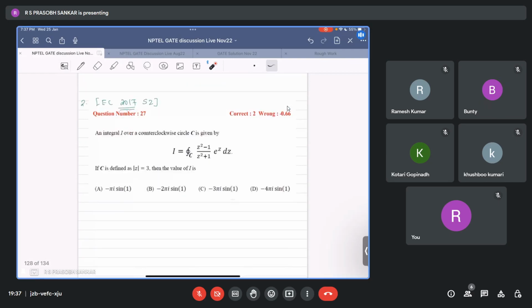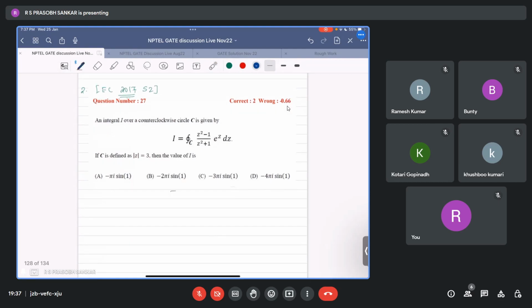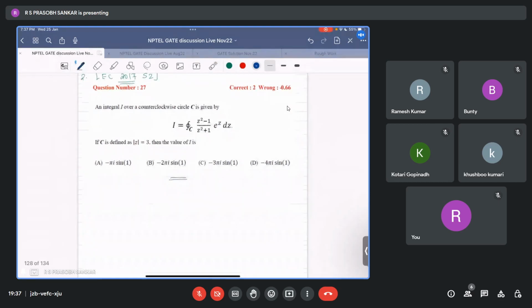Okay. So this is again not a very hard question. I don't want to take a hard example also. So let us see this. What is this function? I is the integration over C of z squared minus 1 by z squared plus 1 dz. This I can write as the integration over C of z squared minus 1 by z minus i times z plus i dz. Up to here it's fine.